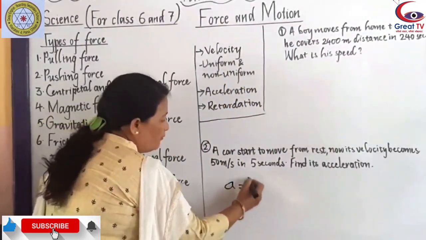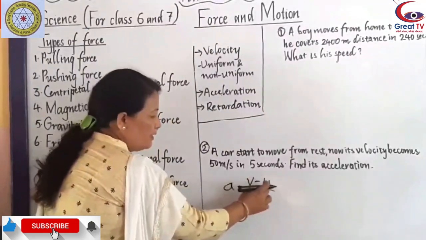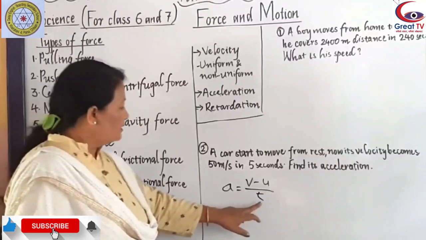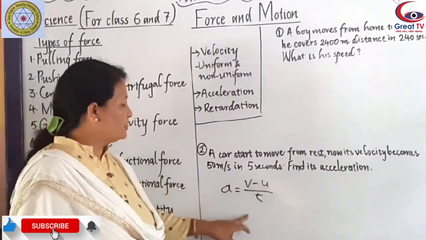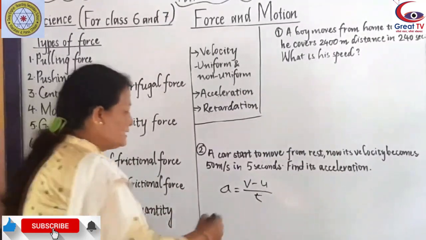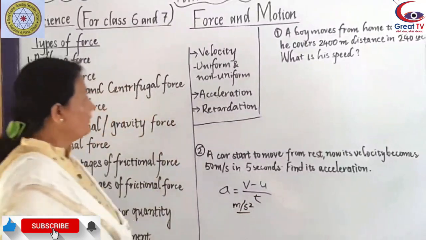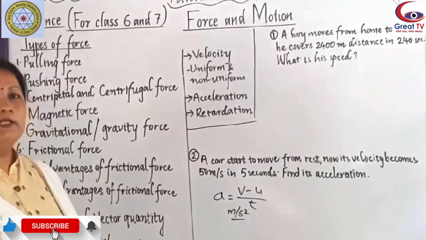Acceleration is the rate of change of velocity, that means final velocity minus initial velocity divided by time. So rate means divided by time. The rate of change of velocity is called acceleration. The SI unit of acceleration is meter per second square. Now retardation. Negative acceleration is called retardation.